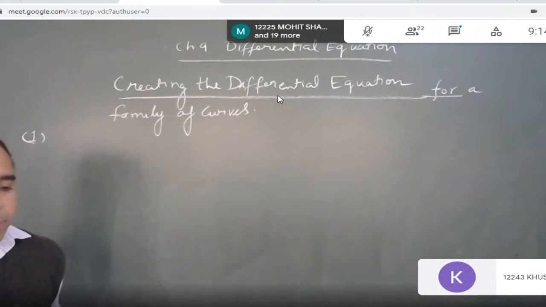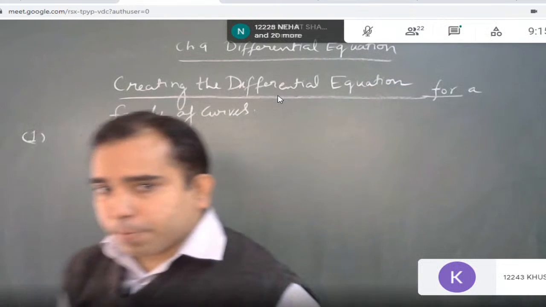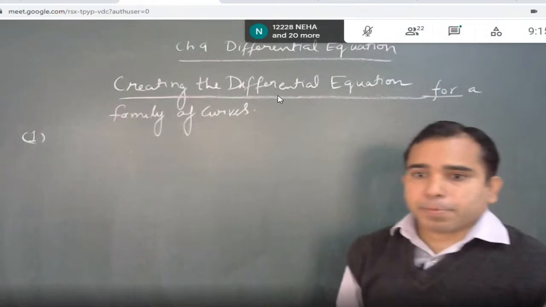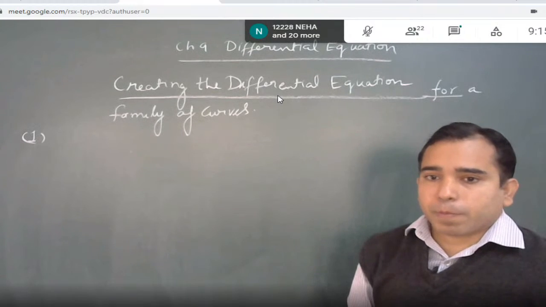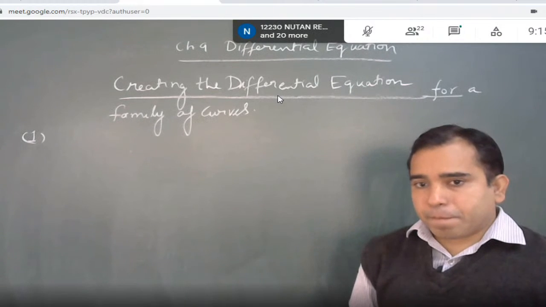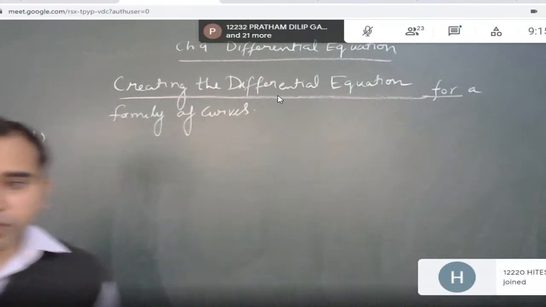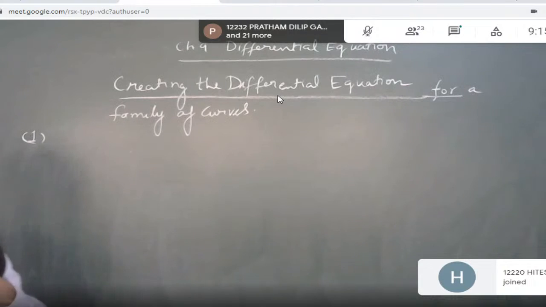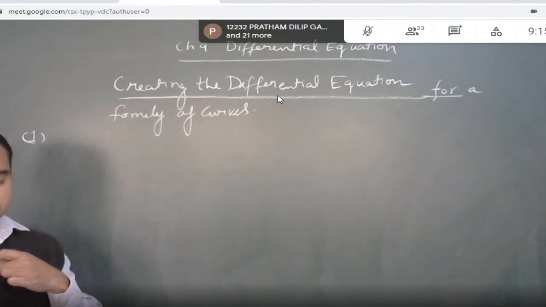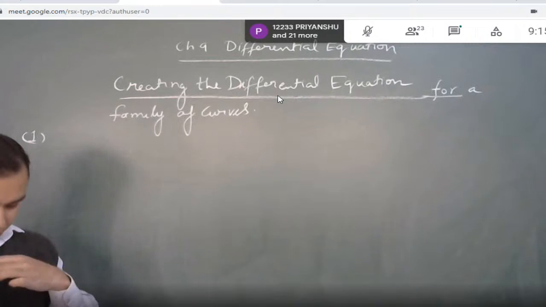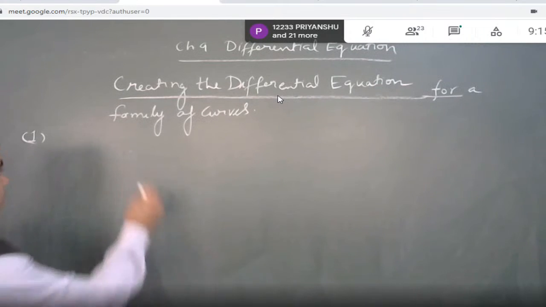In the case of each exercise of 1 to 5, form a differential equation representing the given family of curves by eliminating arbitrary constant A. Okay, first one. x upon a plus y upon b equals 1.